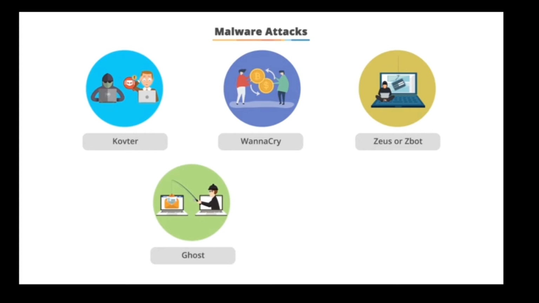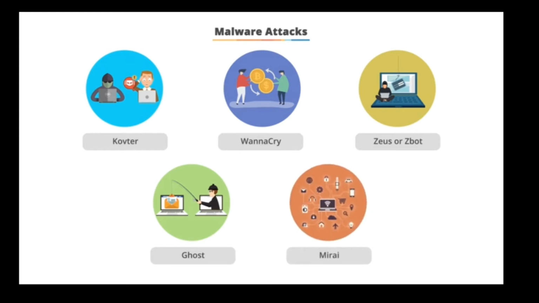Ghost is dropped by other malware to create a backdoor into the device, allowing an attacker to fully control the infected device. And finally, Mirai is a malware botnet known to compromise Internet of Things, or IoT, devices in order to conduct a large-scale distributed denial of service, or DDoS, attack. Mirai is dropped after an exploit has allowed the attacker to gain access to the machine.